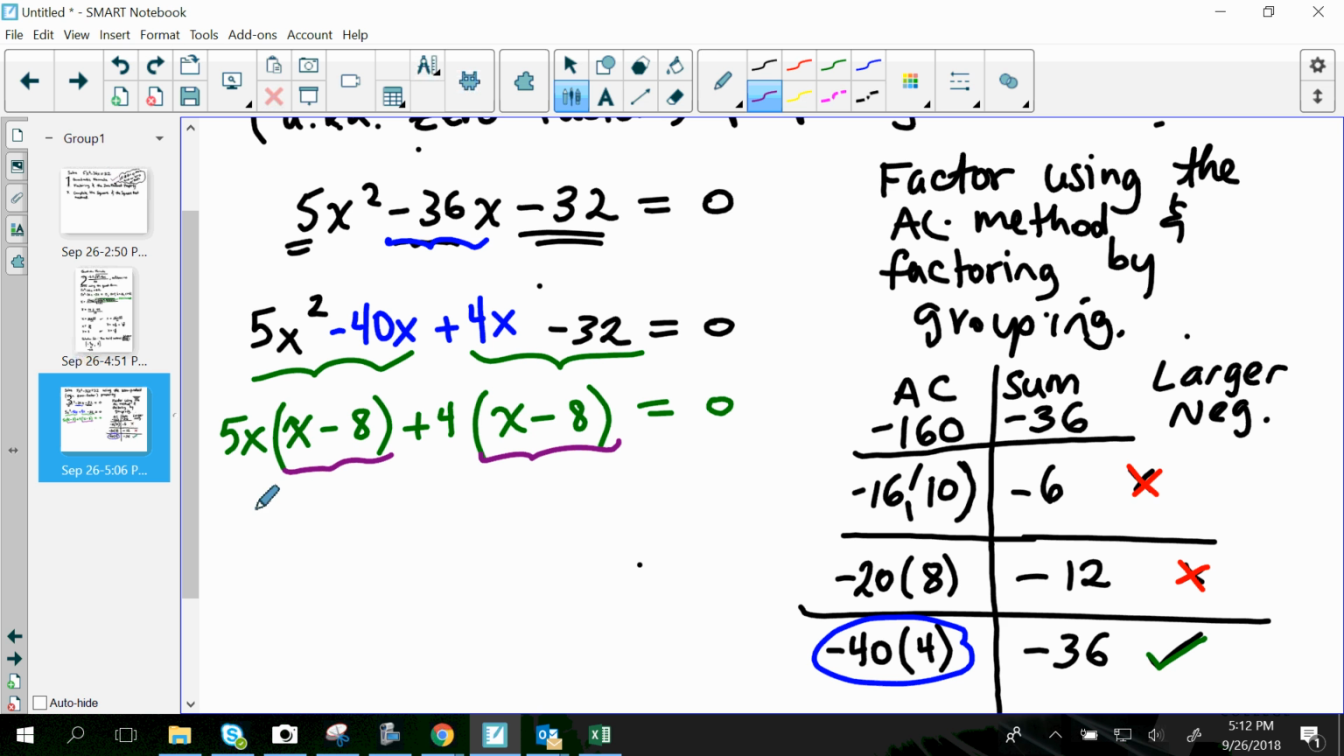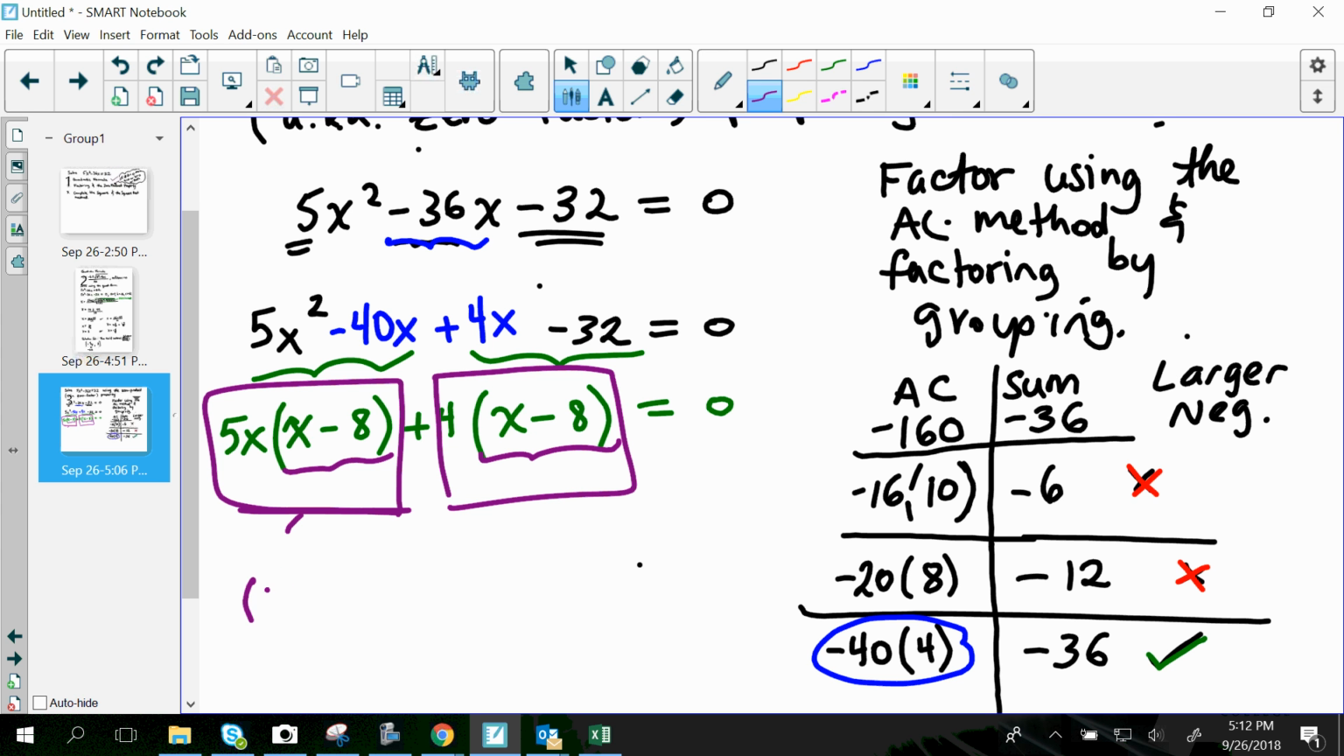All right, so now we're going to do another step where we factor out the GCF, but now we're looking at this as one term right here, and this as a second term right here, and what's common to both of those? The factor x minus 8 is common to both of those. And what would be left after factoring that out would be 5x plus 4, everything equal to 0.